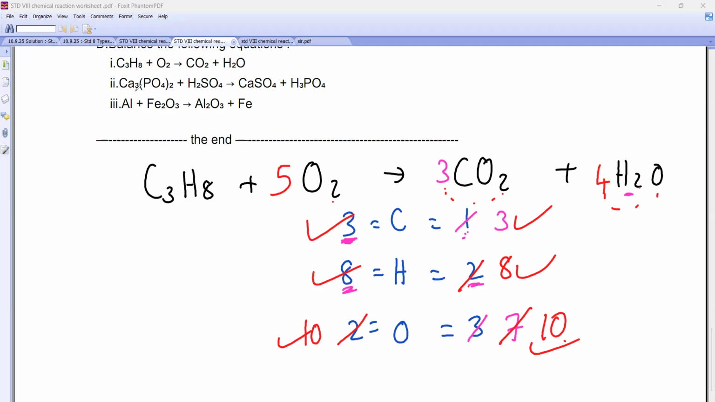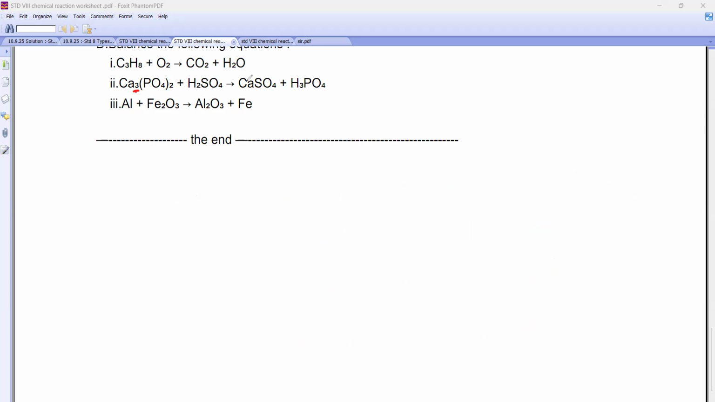This is very easy. Here calcium is 3. So what are you going to put here? 3. Phosphate is how much here? 2. So put 2 here. Now how much hydrogen do we have here? 2 into 3, 6. So here I have to put 3. Easy. Done? Yes. To the last one. The last one I am doing, it is so easy.